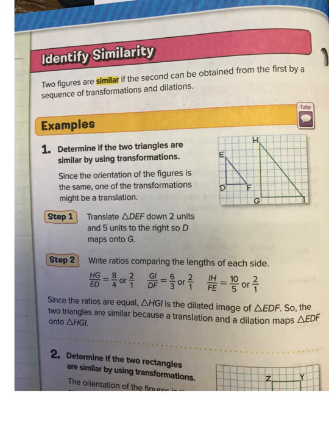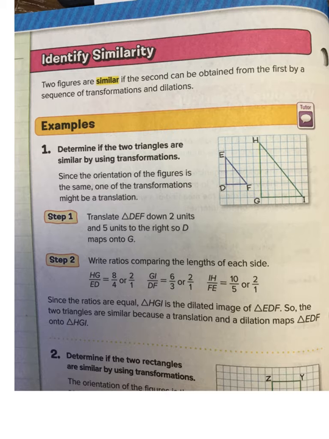Two figures are similar if the second can be obtained from the first by a sequence of transformations and dilations. Similar figures mean same shape but not necessarily the same size. What you're going to do is determine whether or not the two triangles are similar, not necessarily by transformations, but by setting up ratios.